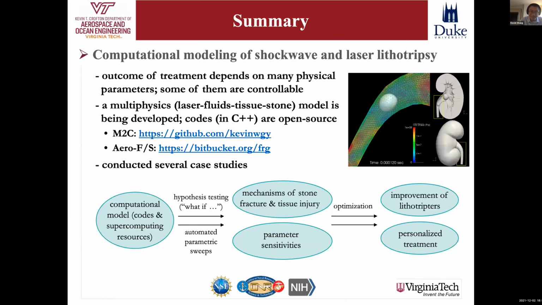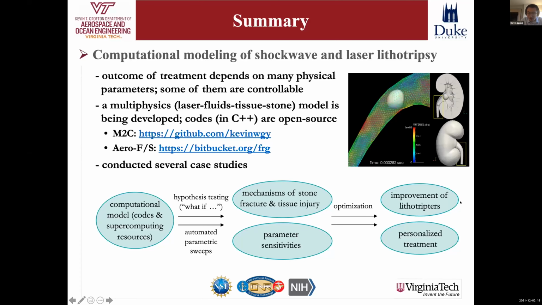Finally, a quick summary. We are developing a multi-physics computational model. All the codes that we write are our own codes, and all are open source. These are the two solvers that we wrote and used to generate all the results presented in this presentation. They can be downloaded from the internet. And then we presented a few case studies that indicate potential use of this type of models.